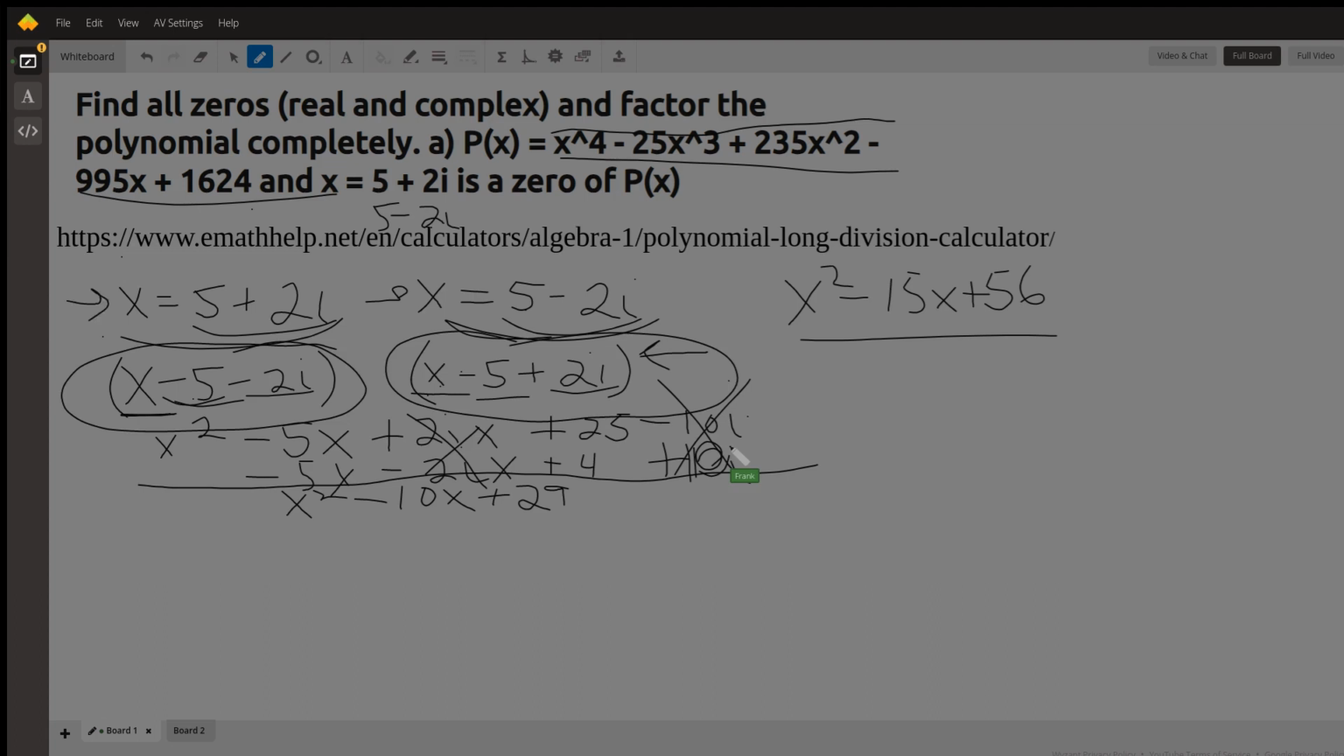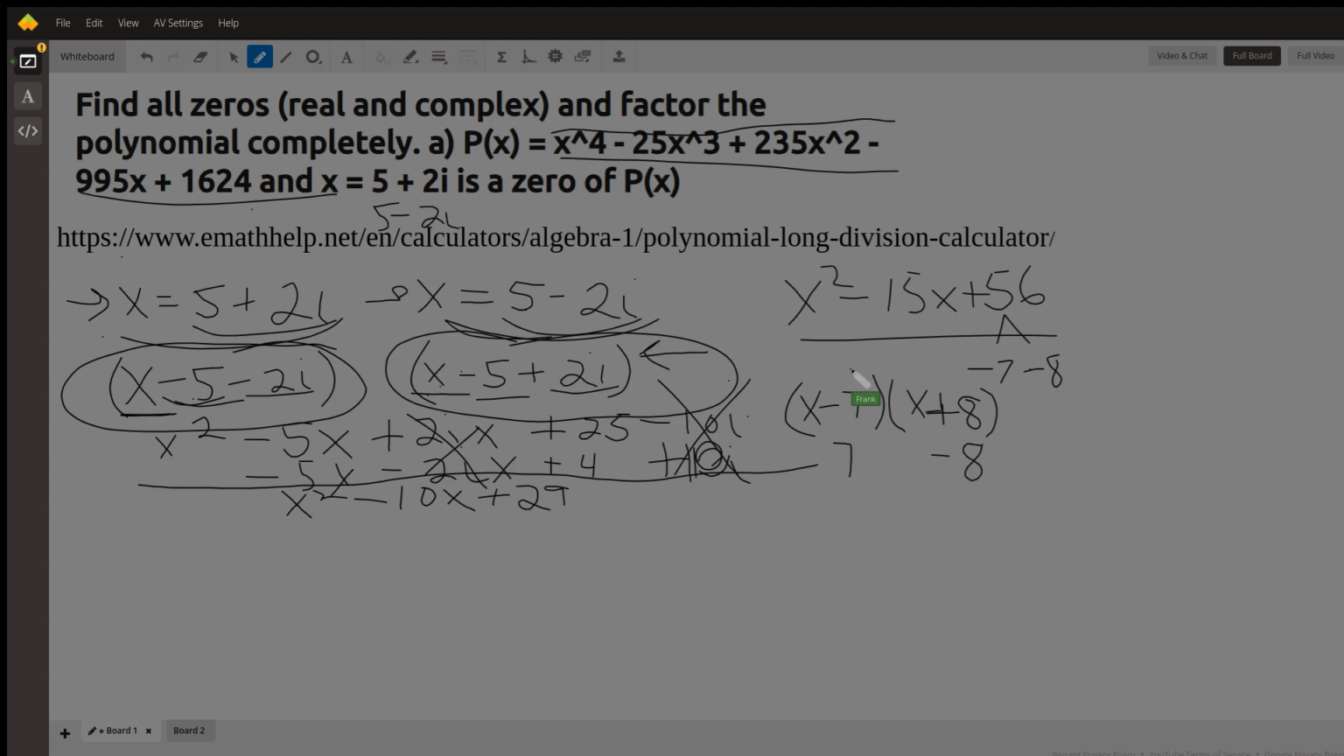So now I could do factoring, find the factors of 56 that add to negative 15. How about negative 7 and negative 8? 8 times 7 is 56, and they can both be negative. Negative times negative is a positive. So I get x minus 7 and x plus 8. Those are the factors. And if I set each one of those equal to 0, I'm going to get the zeros, 7 and negative 8.